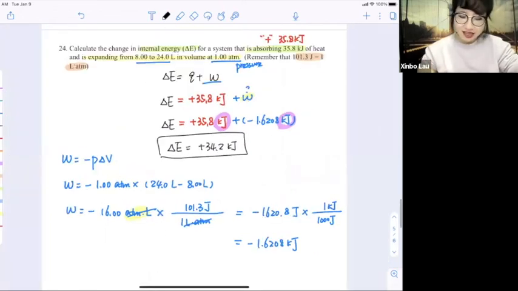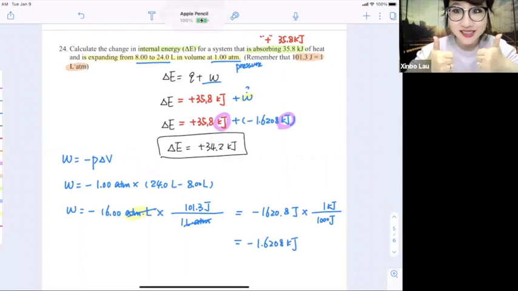Nice and easy question, but again, you just need to pay attention to a few details. Other than that, it should be straightforward.